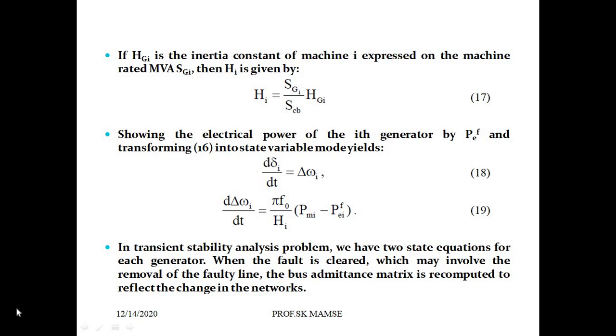When the fault is cleared, which may involve the removal of the faulted line, the bus admittance matrix is recomputed to reflect the changes in the network.